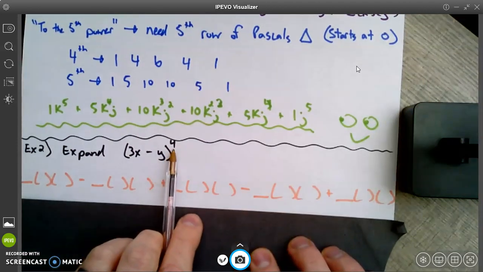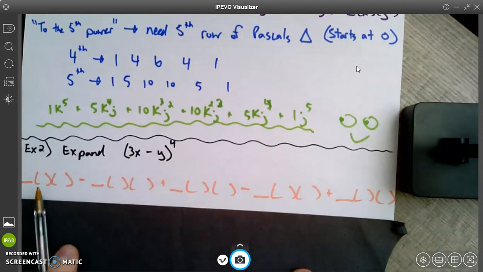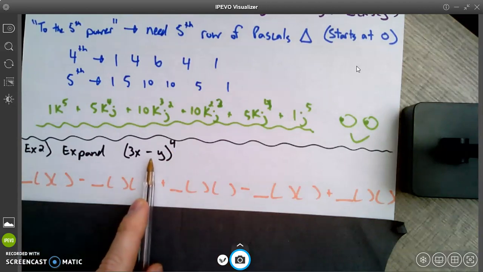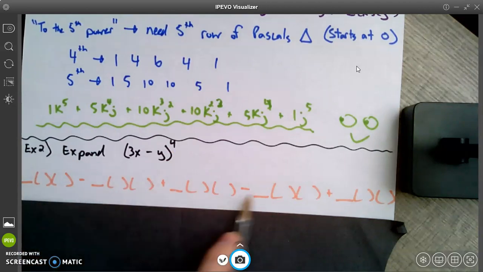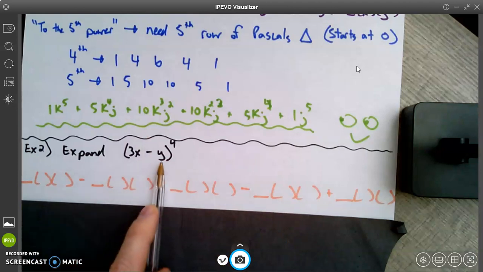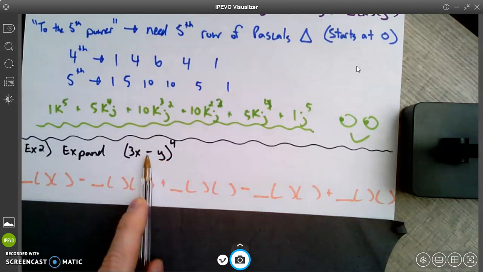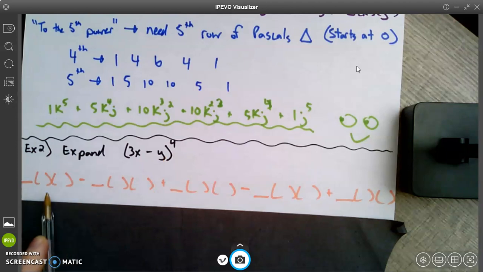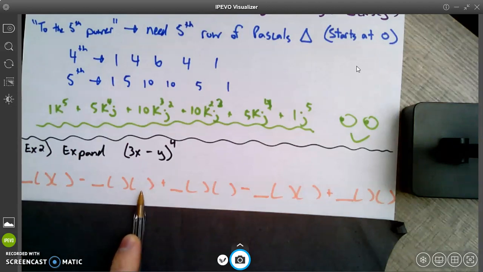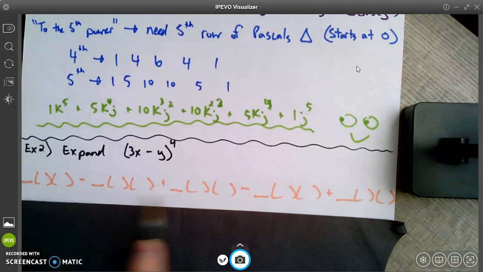If it's raised to the fourth power, I know there'll be 5 terms in my answer. 1, 2, 3, 4, 5. Something that happens here, really they're all addition problems. We're adding every single time. But if I'm raising my second term to a power, my second term would actually be negative. It would be a negative y. So this one would be negative y to the zero. That's like it doesn't exist. This one would be negative y to the first. Well, that's a negative to the first power. That's why I flipped the sign on this one. This would be negative y to the second power. Well, a negative to the second power, that's a positive.